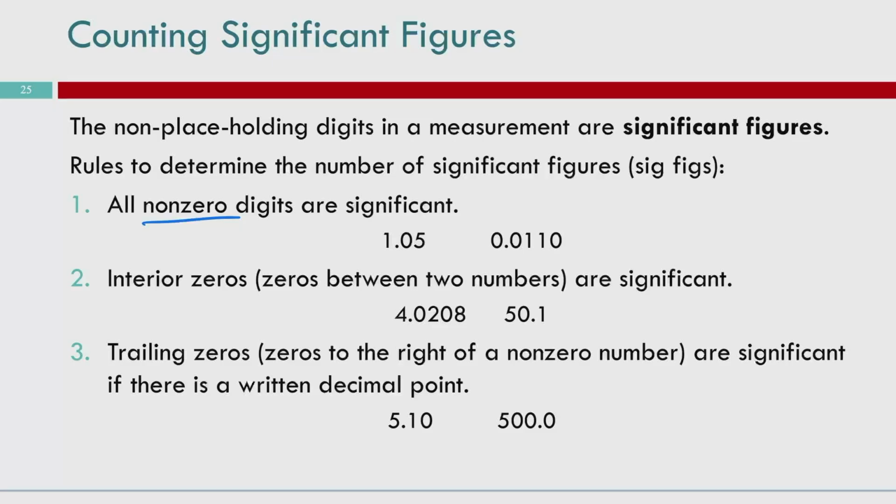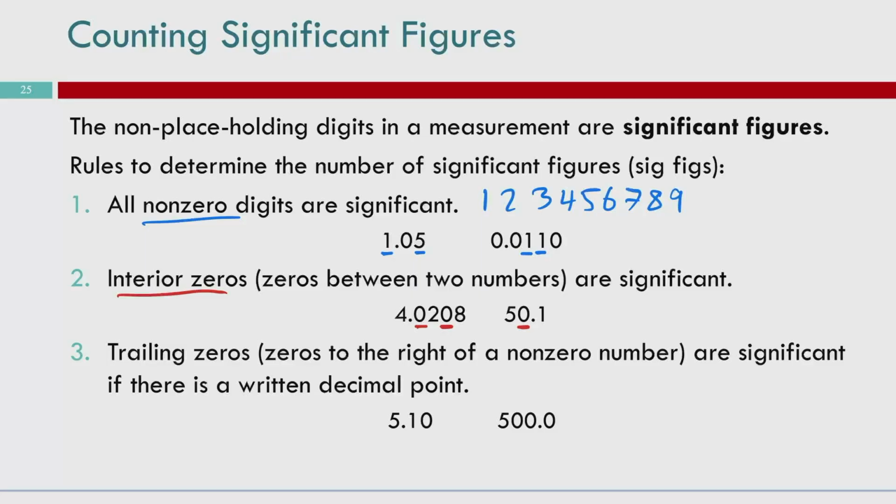So our rules for significant figures. All non-zero digits are significant. There they are, all of our non-zero digits. Anything that's not a zero is always significant, no exceptions. The numbers that we're talking about here, we're assuming these are measurements that we made. So all non-zero digits are significant: our 1, our 5, these two ones. Interior zeros, zeros between two non-zero numbers, are significant. So all of those underlined in red, those zeros, are also significant.